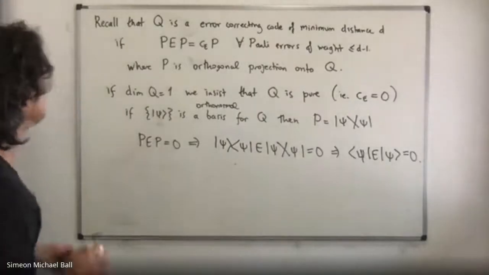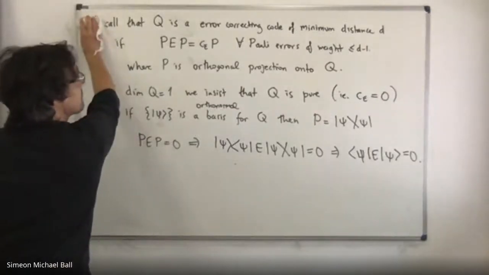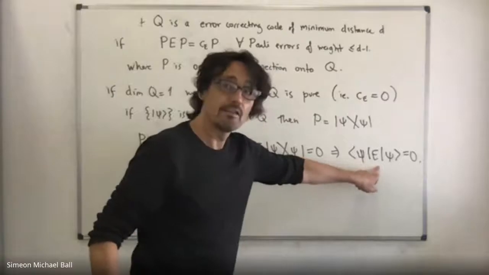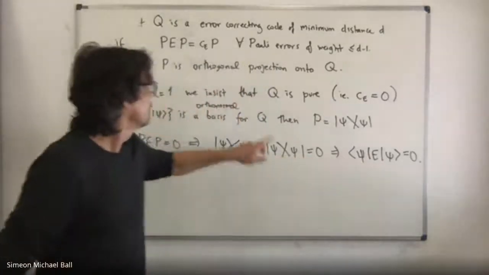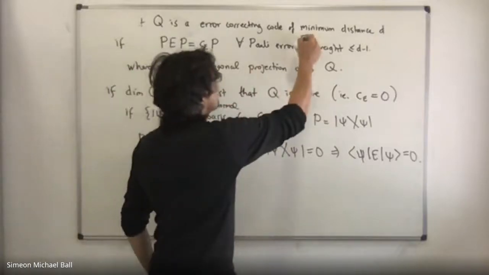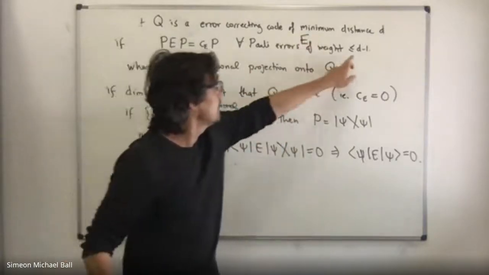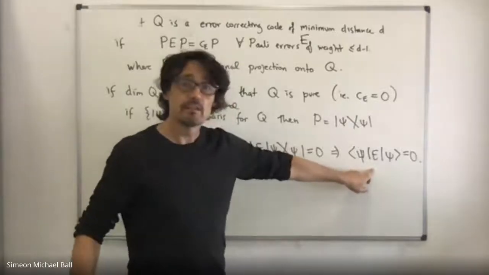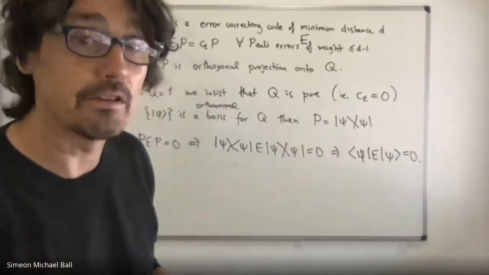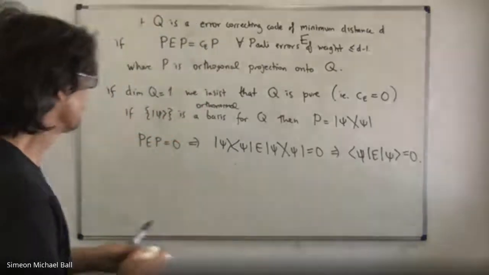Yeah. Okay, so that means I can now get rid of all this because the only thing to remember is this. If you've got an error correcting code, then for all Pauli operators t of weight up to d minus 1, this is 0. Okay? That's it. So it's very easy when you've got a one-dimensional code.